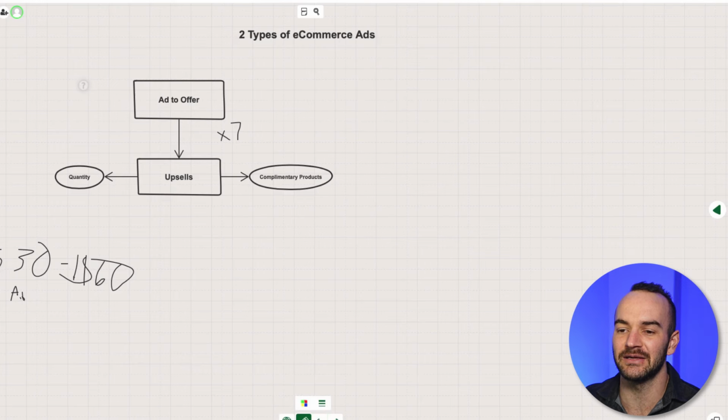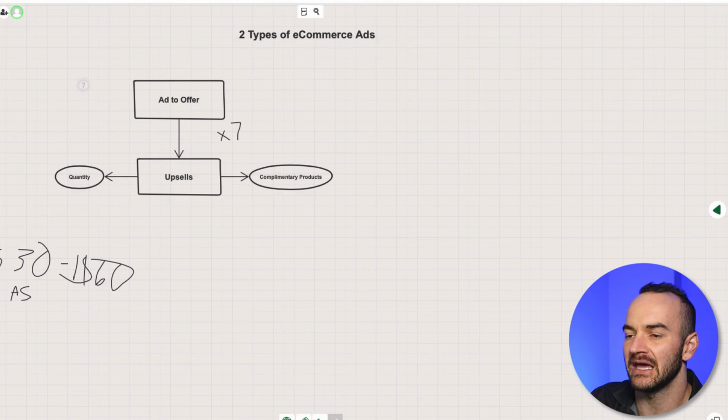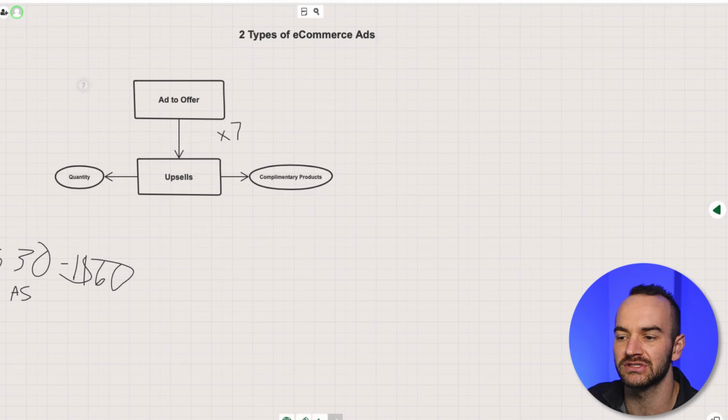So 30 to 60 bucks worth of ad spend is what you should assume will likely be needed to sell your product. And if you're just getting a bunch of orders that are $40, $50, $60 in revenue, this will not work, right? Unless you are getting consistent orders over $100, this is very difficult.